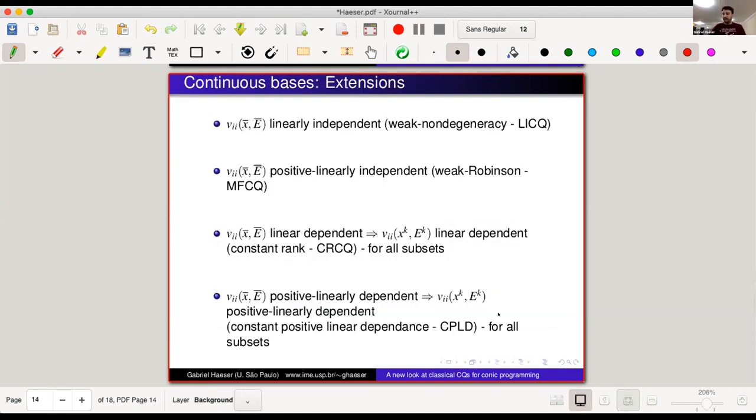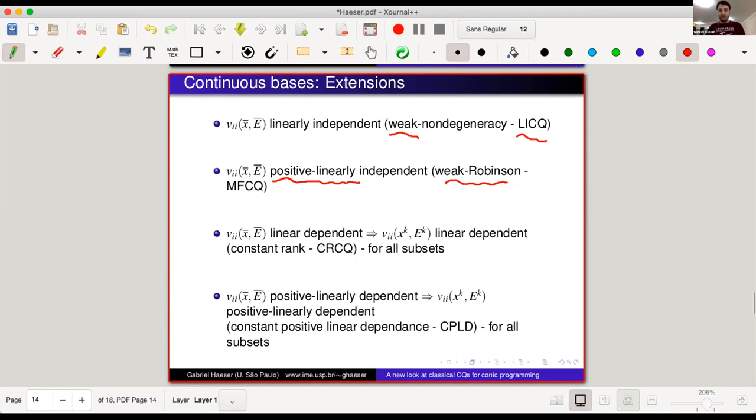Okay, so we have also made some other extensions. This is using the idea of linear independence, and we get this weak notion of non-degeneracy. But we can also get a notion of weak Robinson, simply replacing linear independence by positive linear independence. So we get a new condition here, a weak version of Robinson.